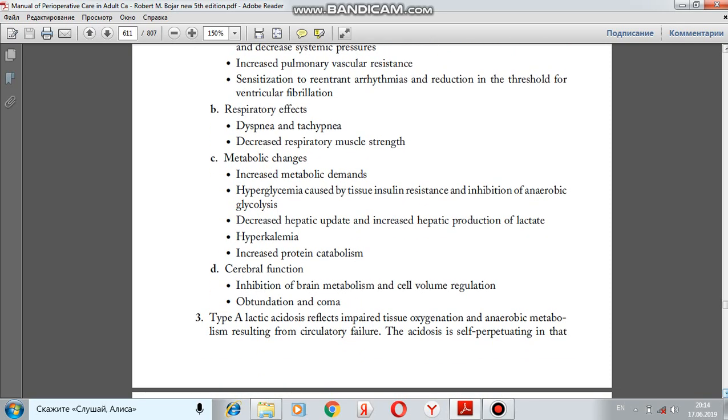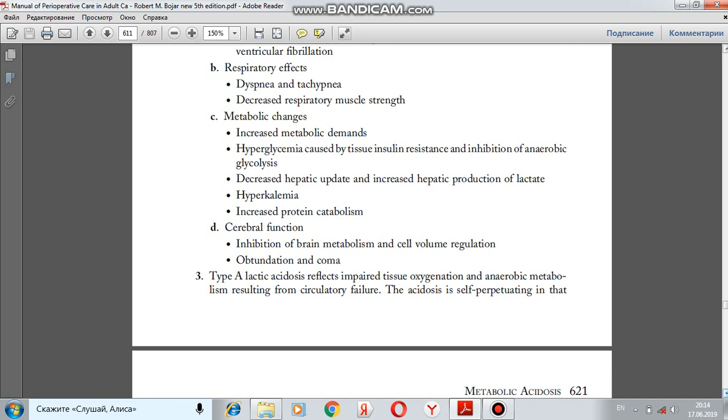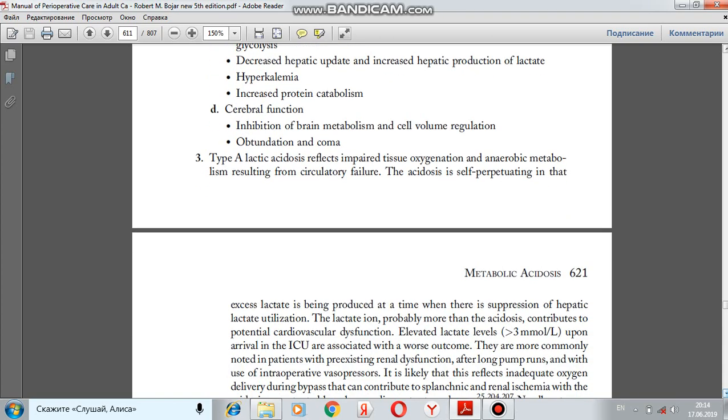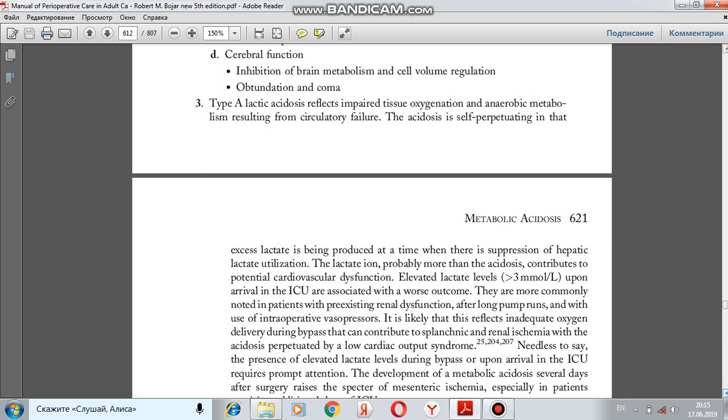Respiratory effects: dyspnea and tachypnea, decreased respiratory muscle strength. Metabolic changes: increased metabolic demands, hyperglycemia caused by tissue insulin resistance and inhibition of anaerobic glycolysis, decreased hepatic uptake and increased hepatic production of lactate, hyperkalemia, increased protein catabolism. Cerebral function: inhibition of brain metabolism and cell volume regulation, obtundation and coma.